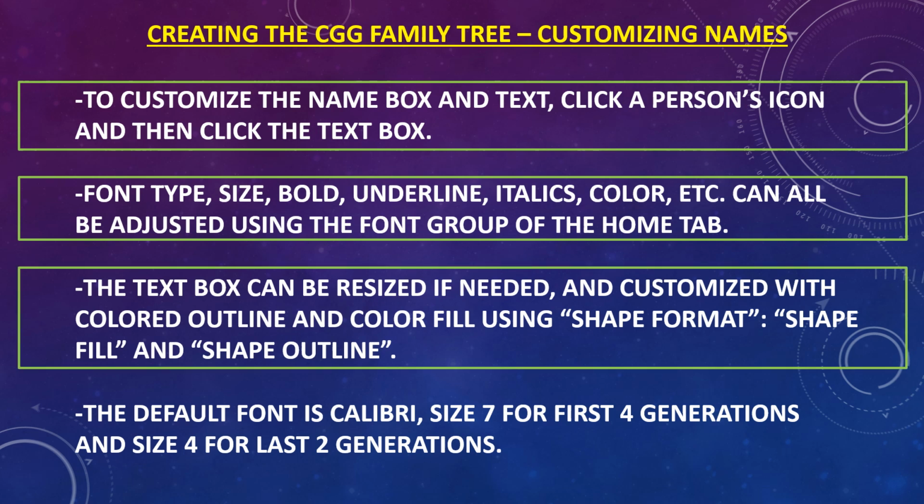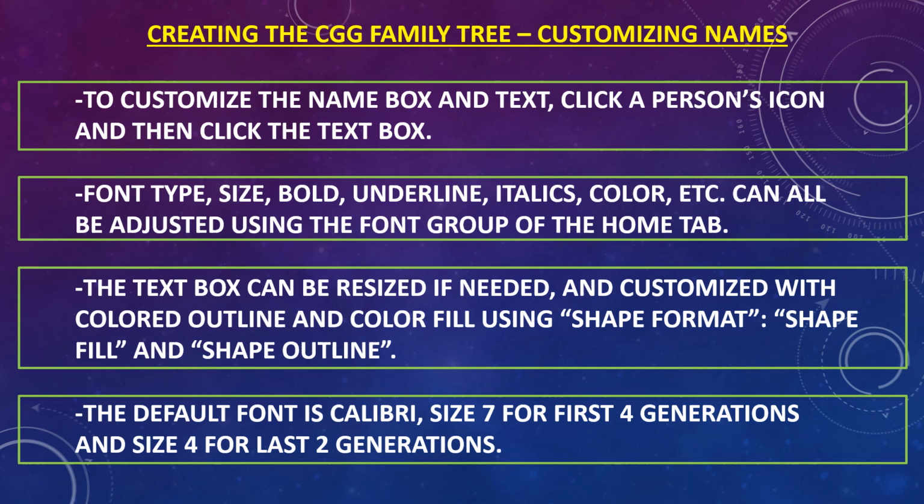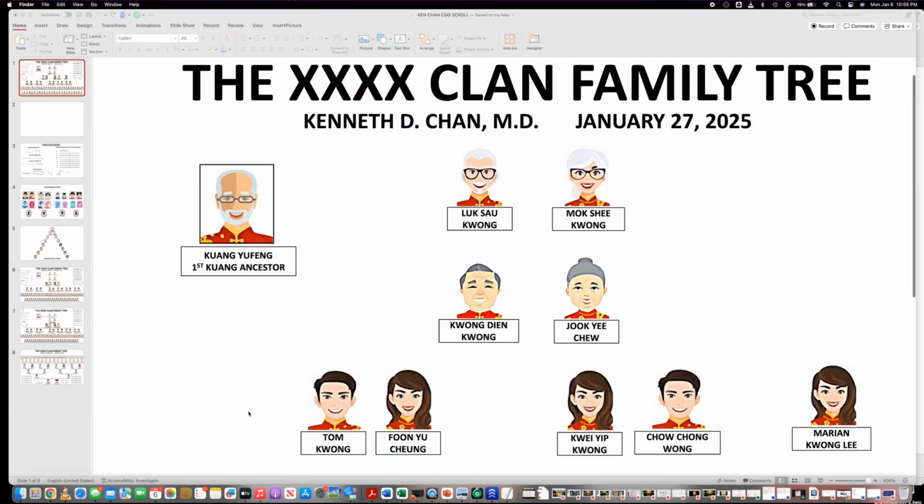The text box can be resized if needed, and customized with colored outline and color fill using shape format, shape fill and shape outline. The default font is Calibri, size 7 for first 4 generations, and size 4 for last 2 generations. CGG family tree template, customizing names.